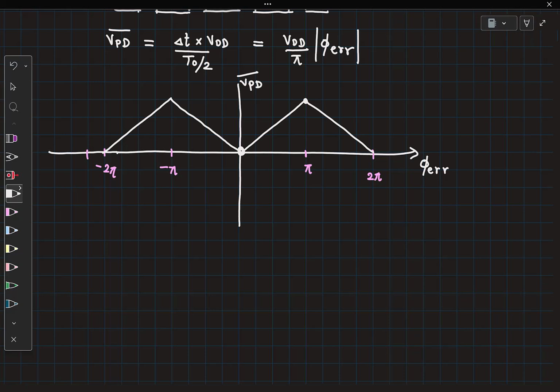Okay. So first question, can you identify a monotonic range for this? It could be either from 0 to pi or from minus pi to 0, pi to 2 pi, etc. Right? The monotonic range that you can get is pi. Next question, where do you think should be our locking point? Zero, 2 pi, etc. So let's take the point 0. Do you think this is a good locking point?